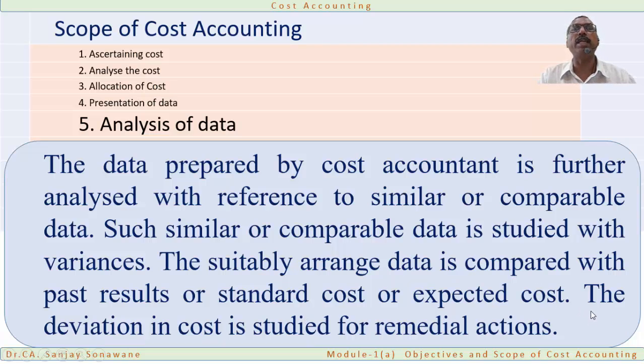And the main part of the analysis or conclusion is the deviation in cost is studied for further remedial actions. So if there is any deviation, if positive, very good, we'll go ahead with that. If there is a negative, meaning cost is more than expected, then we should curtail our cost. We should think on that cost and how to reduce that cost. We have to plan for that.